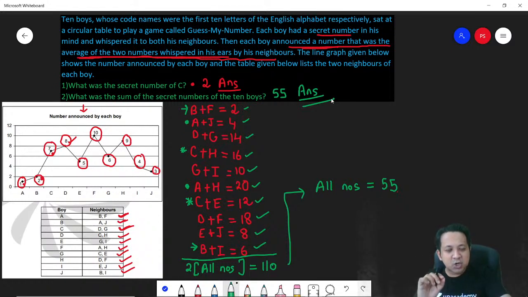Point number 2 is to understand that when two boys are whispering something into my ears and I announce the average of those numbers, I can easily convert the average to sum. And if I'm able to convert the average to sum, I can easily get the answers, because in that way I'll be able to frame the equations. Correct? Perfect. Yes, I think people are getting it. Super awesome.